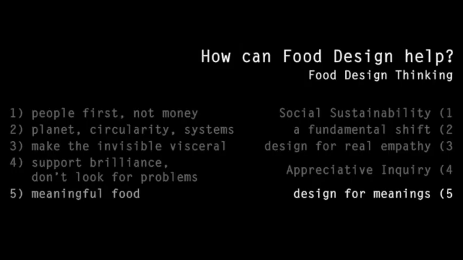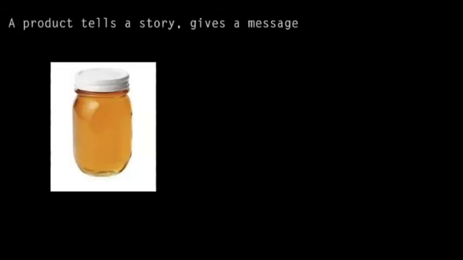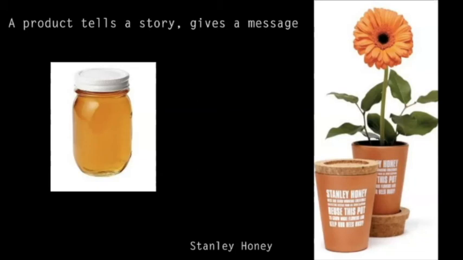And finally, food design thinking helps us design for meanings. Food design thinking can help us do the type of design that tells a story and gives a message. This is a jar of honey. This is a jar of honey that comes in a pot. When you've used the honey, you can use the pot to plant a flower where bees can come back to and with which you are saying, "Thank you, bees, for your honey."